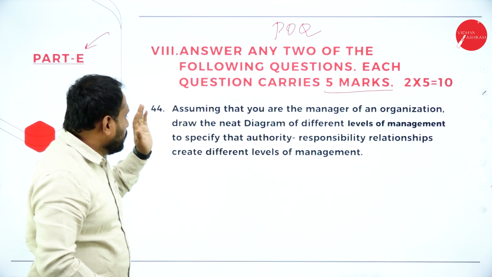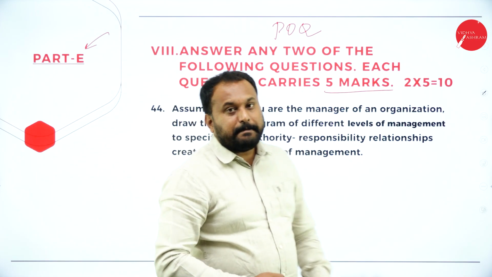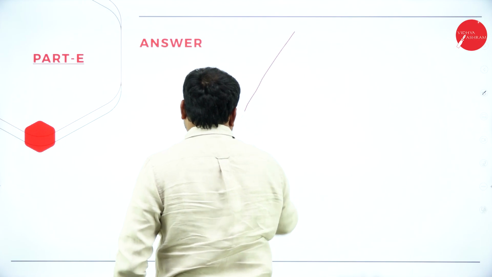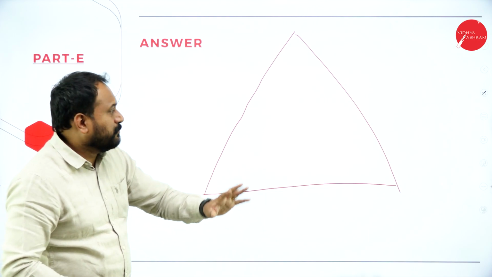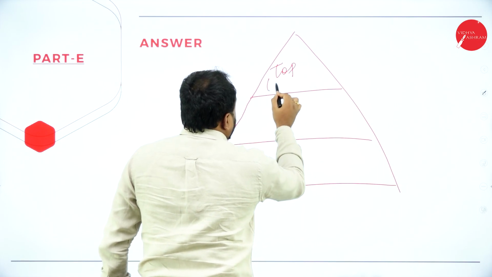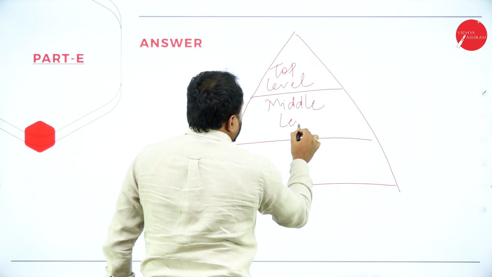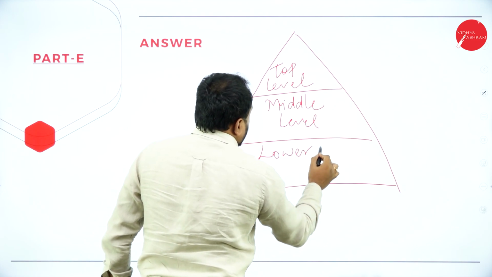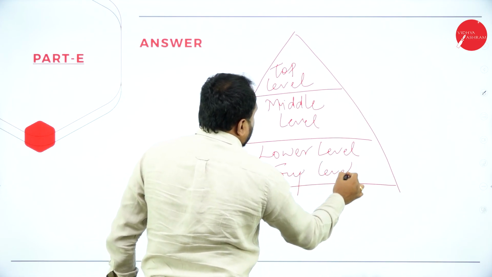Now the first question is, assuming that you are the manager of an organization, draw the neat diagram of different levels of management to specify the authority responsibility relationship they create. Whenever they ask us levels of management, what should you do? Triangle. Please draw a triangle, half of the page of your booklet. Right here, top level, middle level, lower level, or it is called supervisory level.